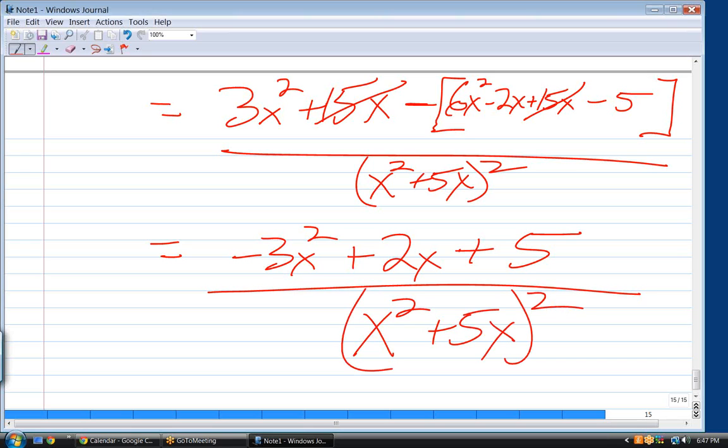And we rarely multiply out that bottom. In other words, I can't do anything with it if I were to multiply it out. So I don't do it. And that ends up being the answer.